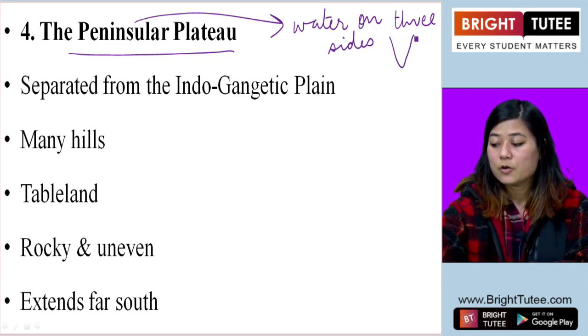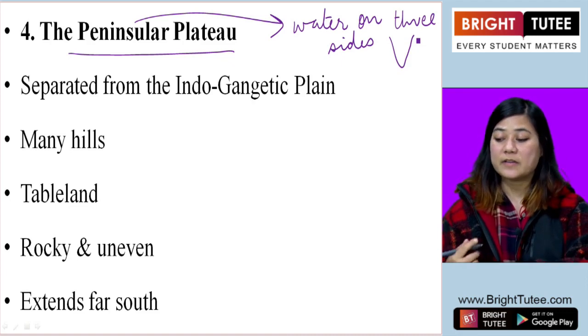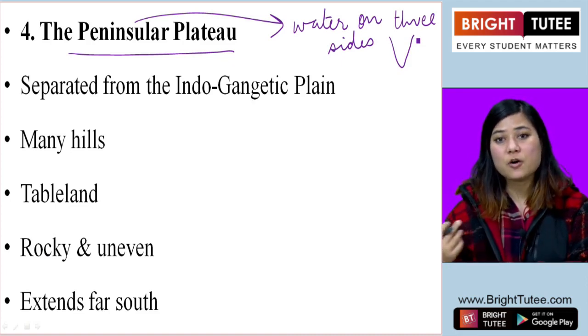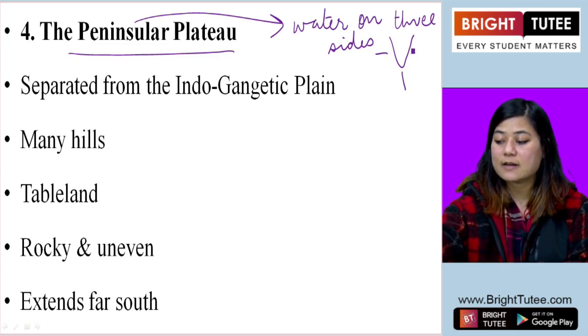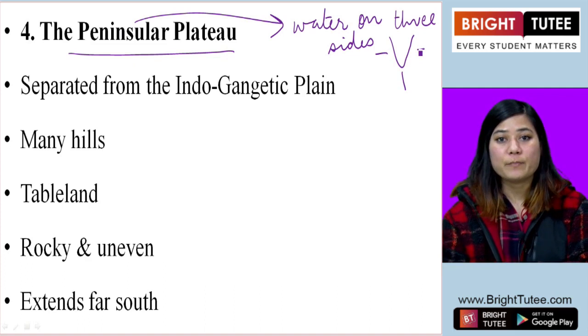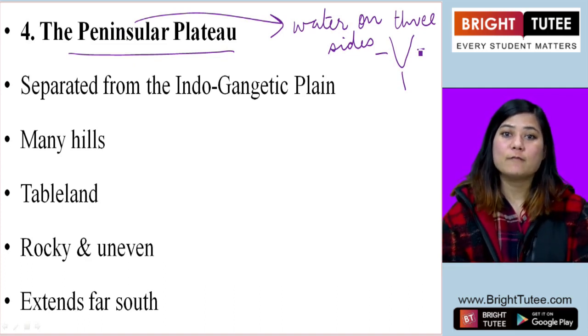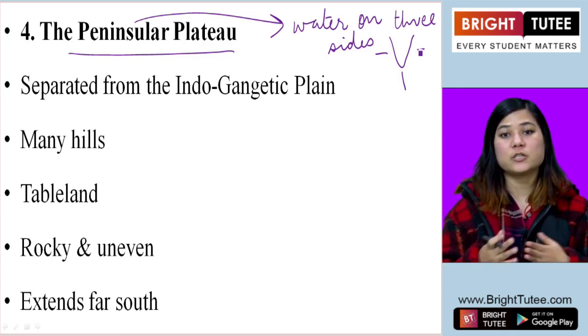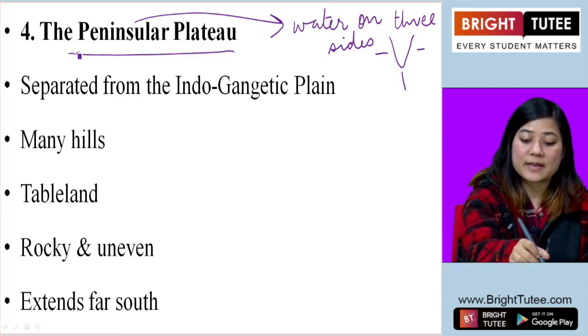Okay, so we know that the southern part of India has a triangular shape, and on three of its sides it is surrounded by water. On the east we have the Bay of Bengal, on the west we have the Arabian Sea, and in the south we have the Indian Ocean. That is why we call this portion of the land peninsular.